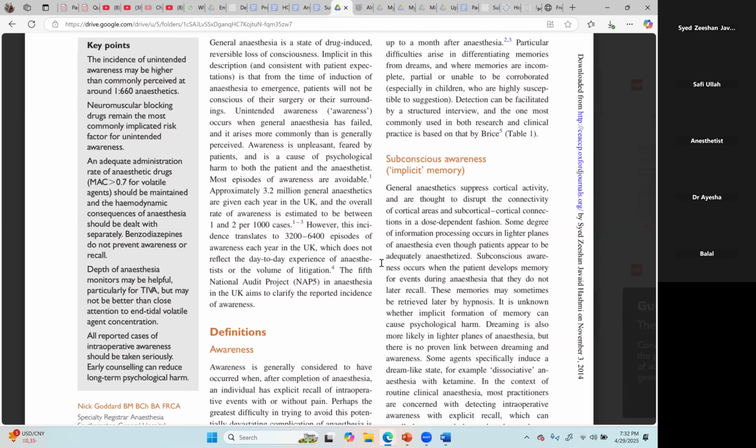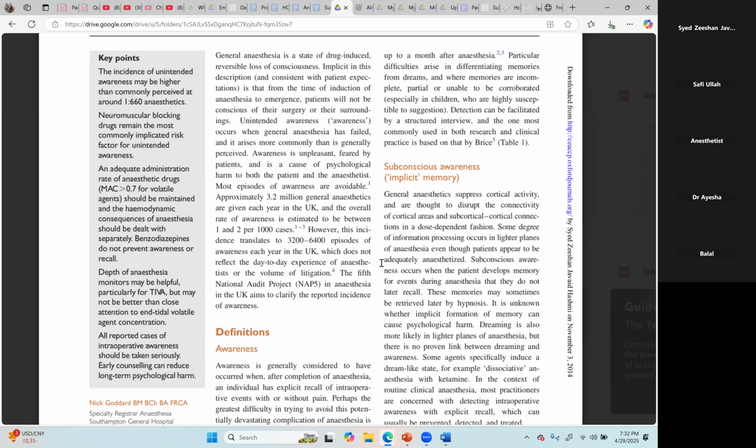If you have given ketamine, here they have written benzodiazepines do not prevent awareness or recall. This is something else. But actually, if you are giving midazolam as a bridge, it will decrease the requirement of inhalational agent. Why is it like that? Because midazolam itself cannot prevent awareness, because midazolam is short acting. So it will not bypass; it will just transiently decrease the requirement. So it's like that. Okay.